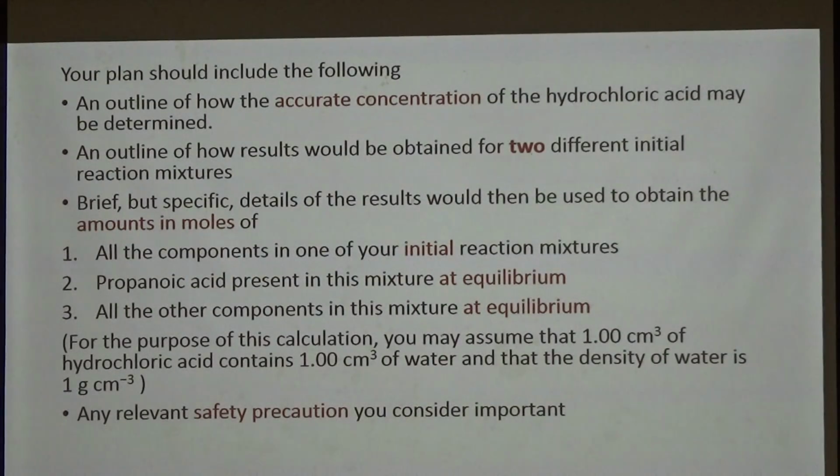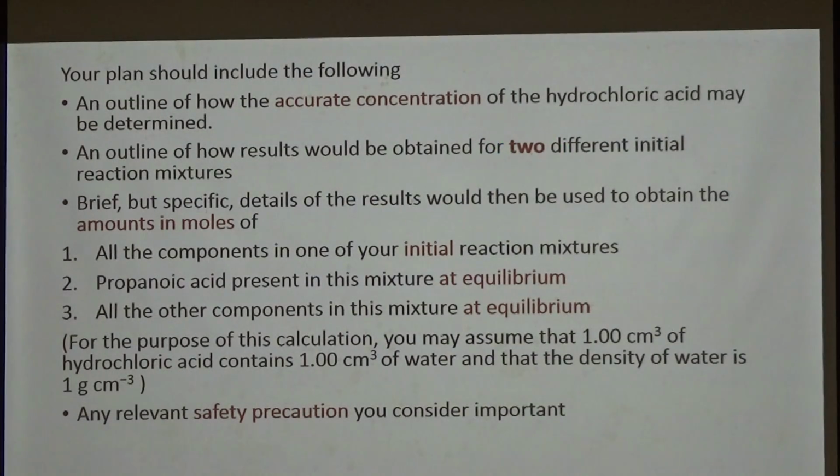In a planning question, usually examiners will guide you along the way by telling you what you will need to do. So if you have answered every point here, you would have answered the question. So what is required in your plan? The first bullet point says an outline of how the accurate concentration of HCl may be determined. So you need to determine what is the approximate 3 mole per dm cube of HCl, measure it accurately. So how will you do this? An outline of how the results will be used to obtain two different initial reaction mixtures.